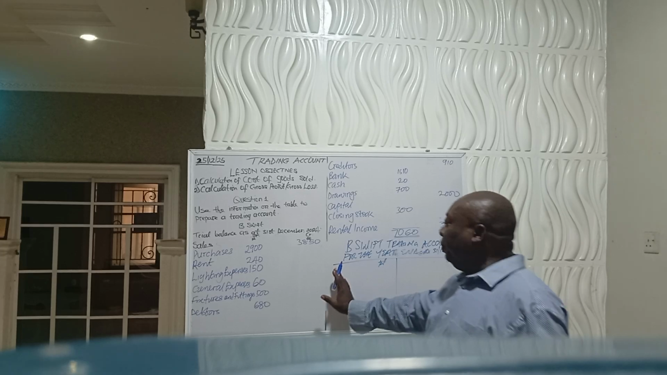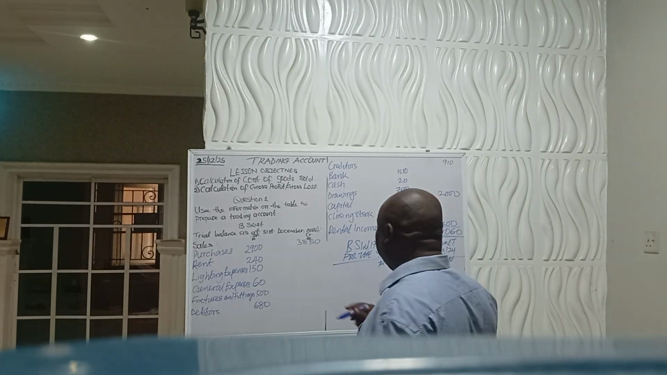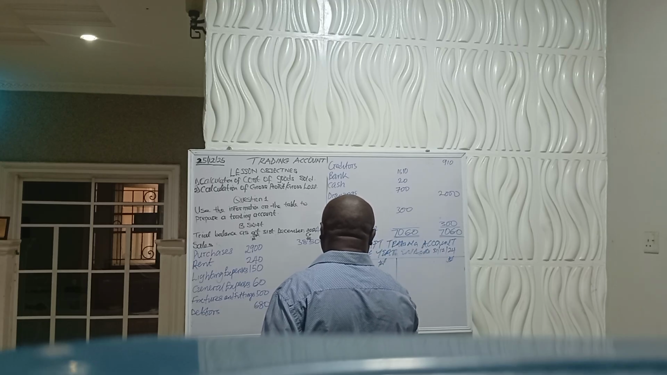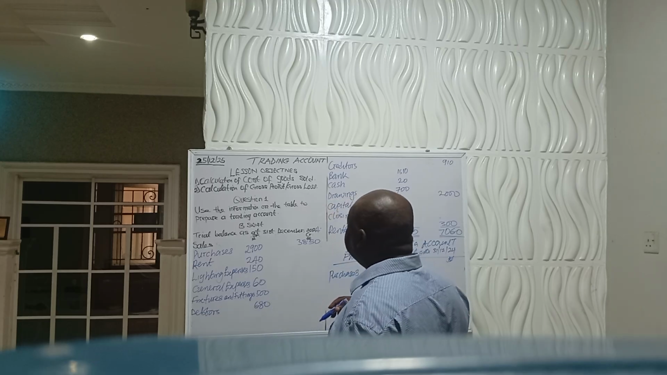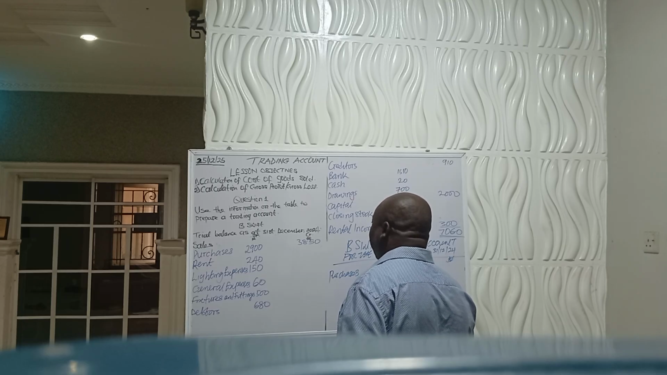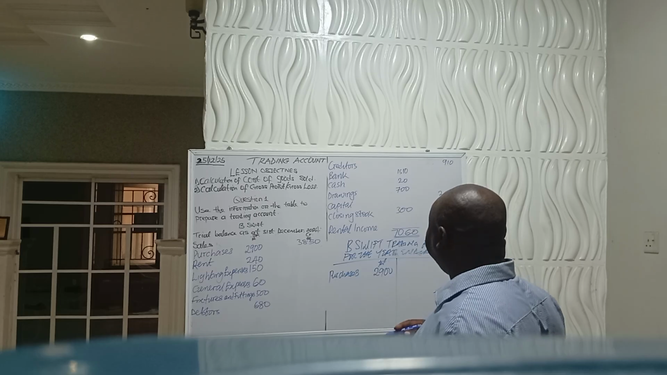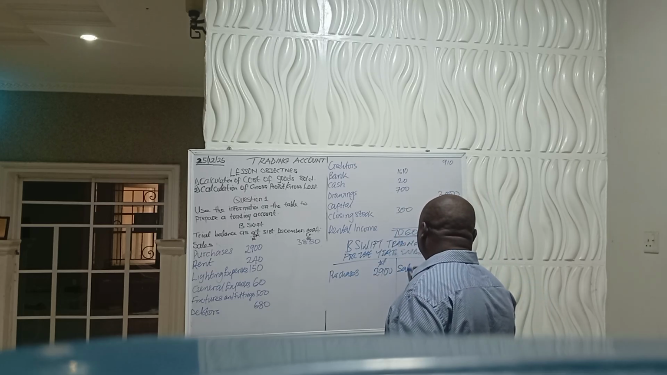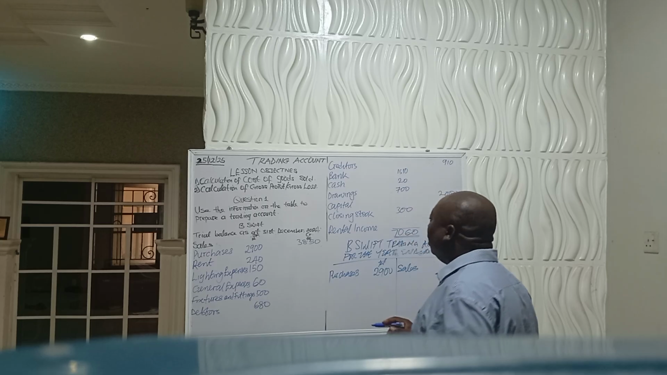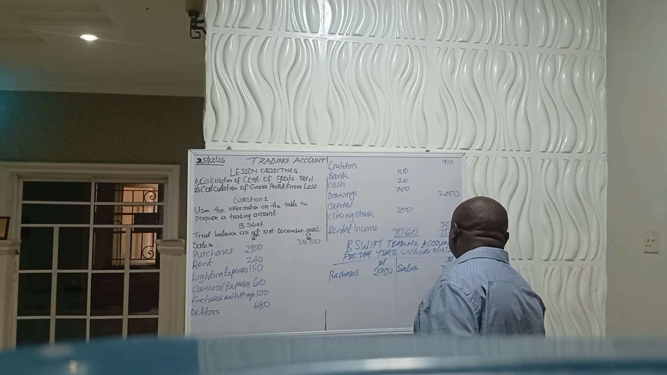Now in this question, your opening stock will start from here. But in this question, there is no opening stock. So it will be purchases. How much is the purchases? The purchases is just 2,900. Then your sales should come here. Your sales is how much? 3,850.